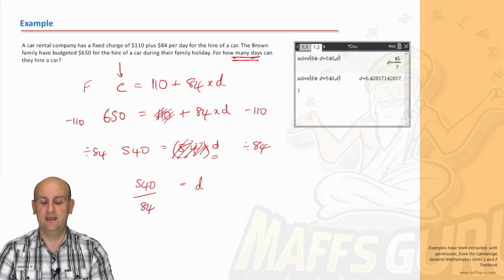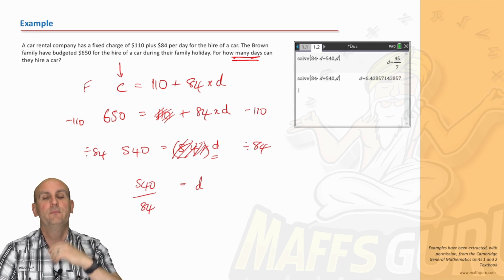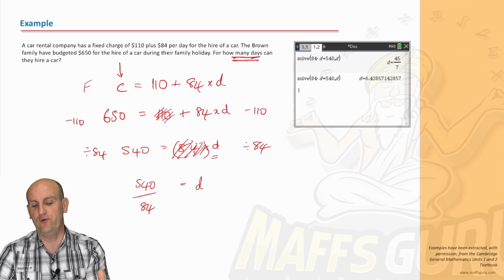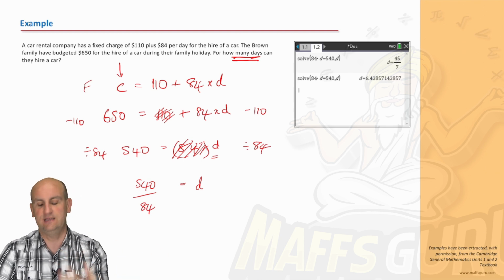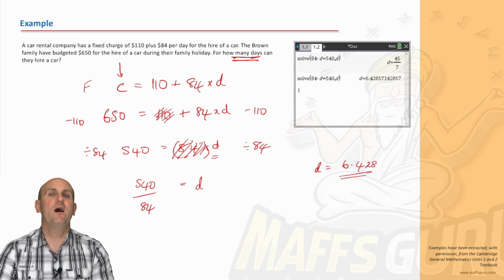Again, I don't know what that is in my head, so I fired up my CAS calculator, and lo and behold, what did it come up with? Well, again, my calculator was in the stupid mode. It left it as a fraction, and I went, go back and tell me what it is as a decimal. Now, this is where the trick of the question is. D is equal to 6.428. Well, they're not going to hire a car for 6.428 days, are they?